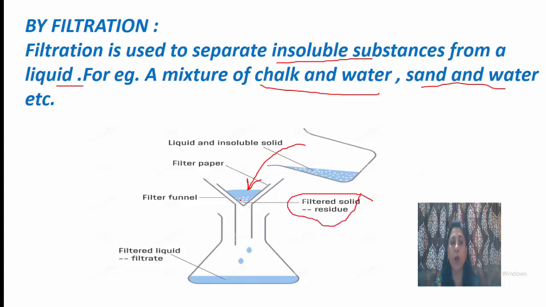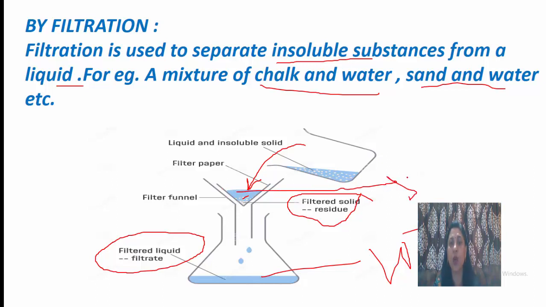Suppose it is a mixture of chalk and water. The chalk will remain here and water will be the filtered liquid. This means clear liquid water will come in the beaker. So this will be water, and what is left on the filter paper? It is chalk, if it is a mixture of chalk and water. If it is sand and water, then sand will remain here and water will come down. So this is filtration.